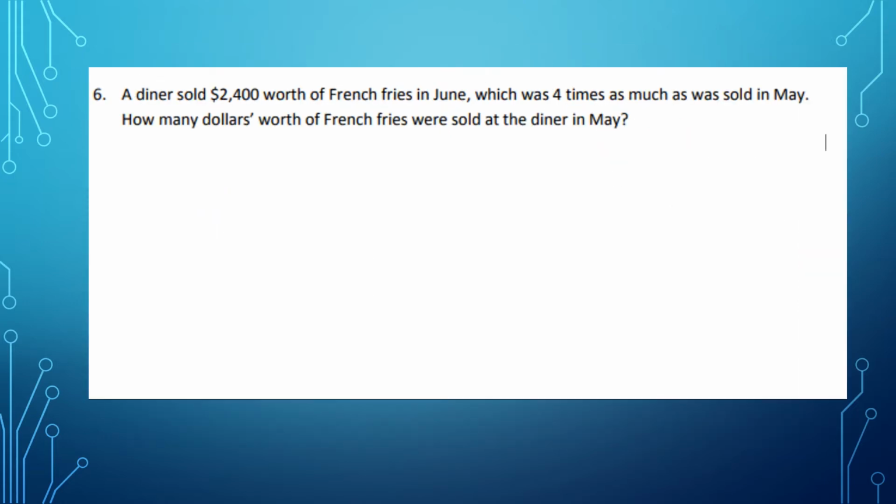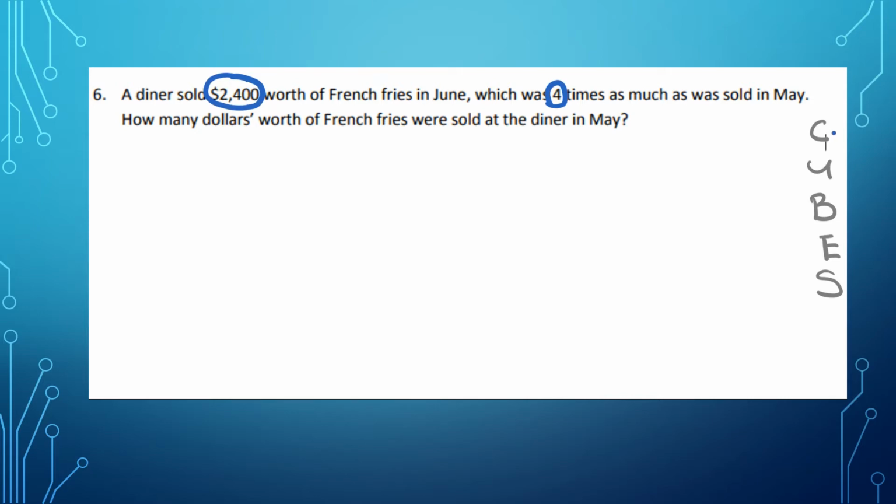Once again, we're going to start with our CUBES. Because this is a word problem, we'll actually be doing all the letters: C, U, B, E, S. So the C stands for circle the numbers, which we haven't been able to do yet. So the numbers in this problem: a diner sold $2,400 worth of French fries in June, which was 4 times as much as was sold in May. How many dollars worth of French fries were sold at the diner in May?